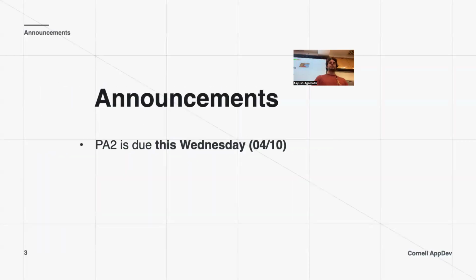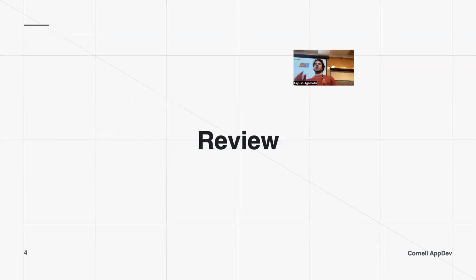So first, for some announcements, I don't know if y'all saw on the Ed, but the PA2 deadline has been extended until Wednesday. So you guys have at least 2 more days to do that before the slip days start coming in. And the office hours were already posted on Ed, and the PA1 grades are coming soon.